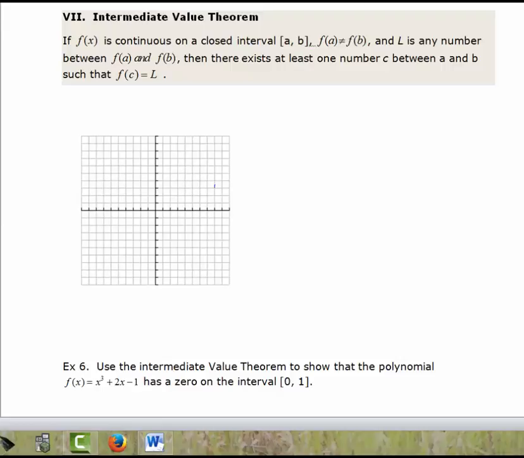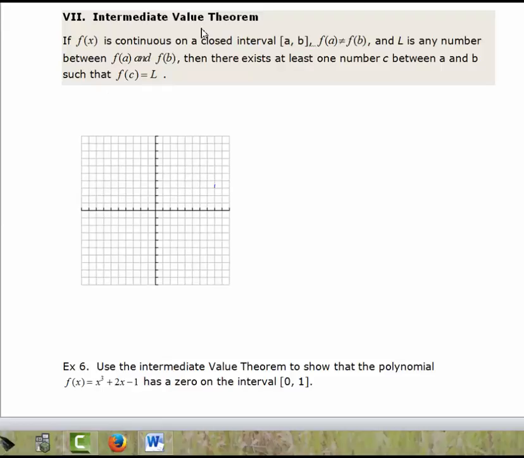The theorem states that if f of x is continuous on a closed interval [a, b], f of a is not equal to f of b, and L is any number between f of a and f of b, then there exists at least one number c between a and b such that f of c equals L. It's an awful lot of words, a lot of symbols.